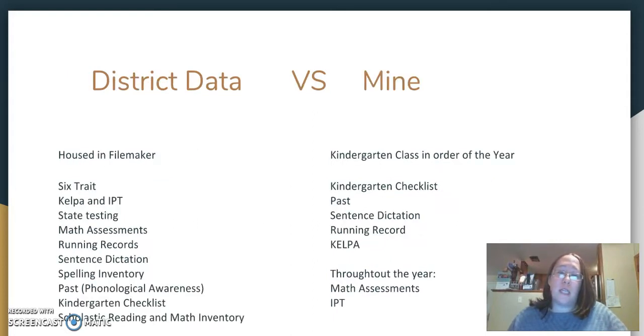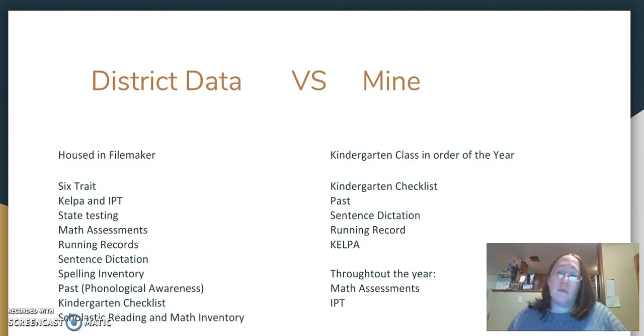In the district, our data is housed in FileMaker. We used to do 6 traits. We have KELPA and IPT. We have state testing, math assessments, running records, sentence dictation, spelling inventory, past kindergarten checklist, and Scholastic reading and math inventory. Not all the grades do all of them. I'm just listing what the district has us do.